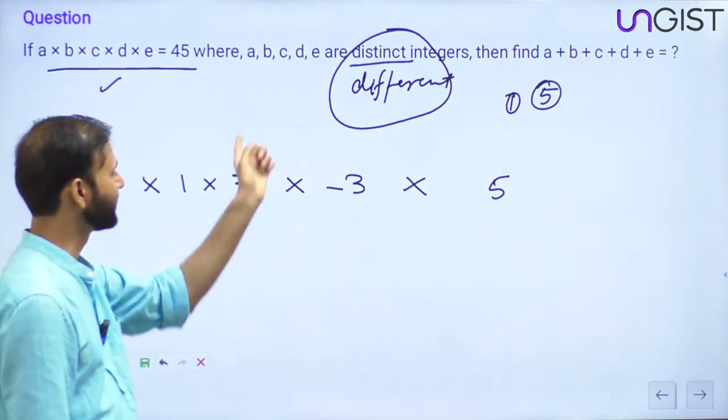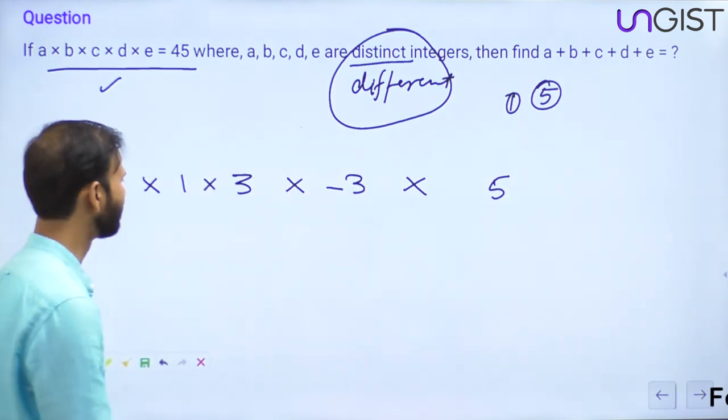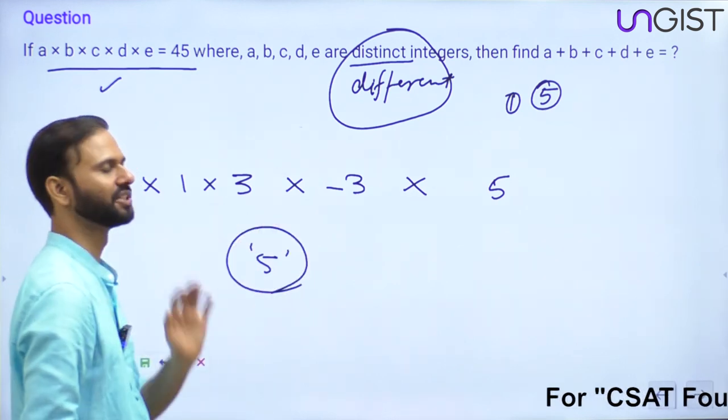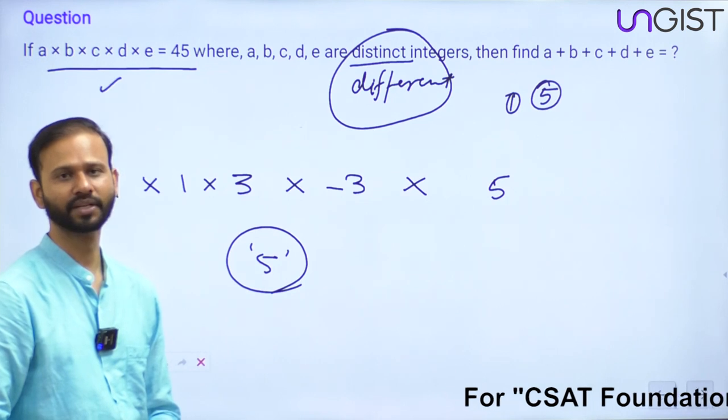The question is we need to find their sum, right? So their sum will obviously be 5, right? And guys, this is the unique combination. Please, let me make it very clear.